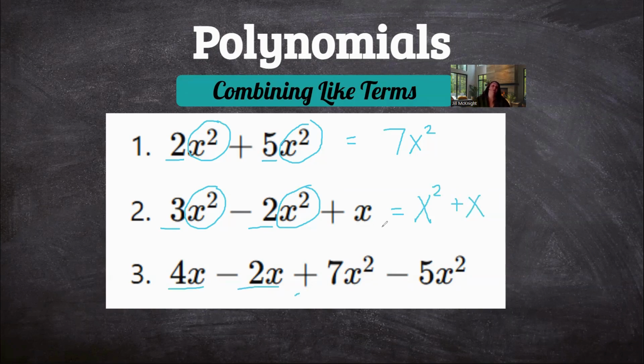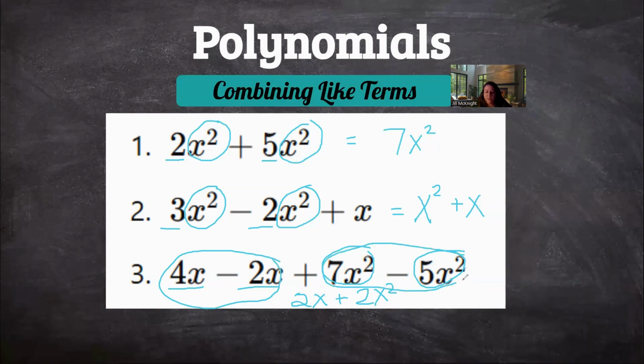Finally, we have number 3. We have 4x minus 2x, which is just 2x. And then we have 7x squared minus 5x squared, which is 2x squared. So it's going to be plus 2x squared because 7 is bigger than 5. So 2x plus 2x squared. So we combined these two because they were both x's, and we combined these two because they are both x squareds.